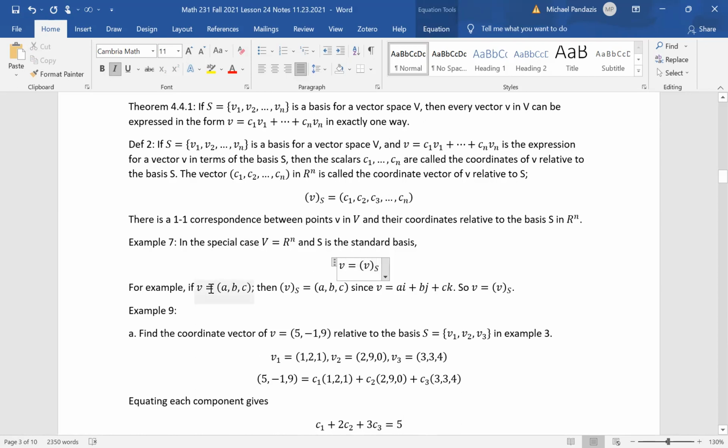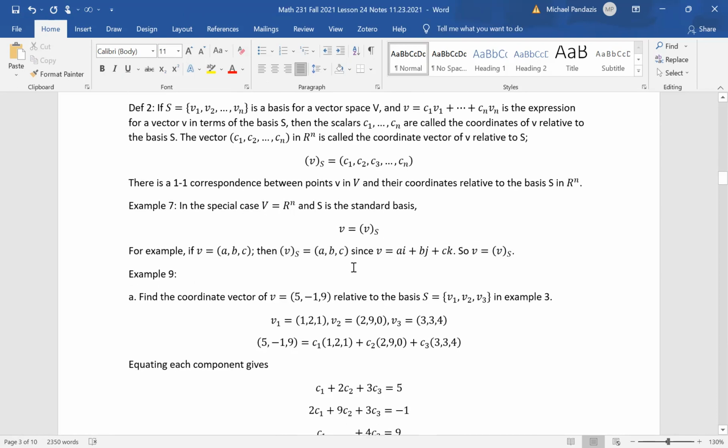For example, if you have a vector V, which is (a, b, c), then the coordinates of V relative to S is equal to (a, b, c). Since that vector V can be expressed as ai plus bj plus ck, where i, j, and k are the standard unit vectors for R3, the coordinates of V relative to S are a, b, c. But that's already V. So V is equal to its coordinates relative to that basis S. That shows how it happens in R3. In general, for Rn, you can do a very similar proof for any dimension.